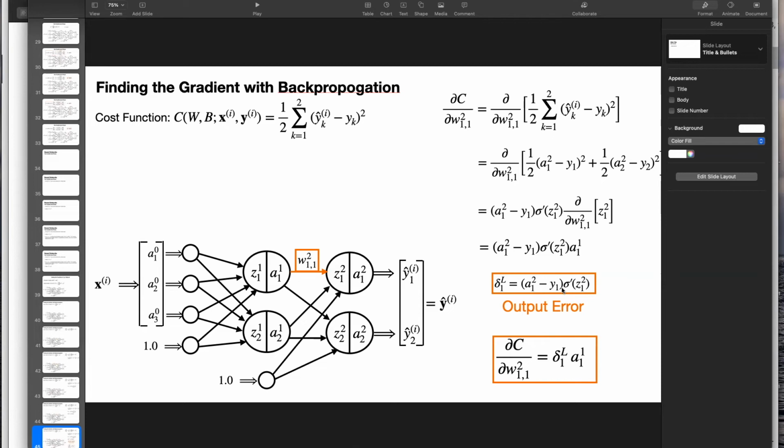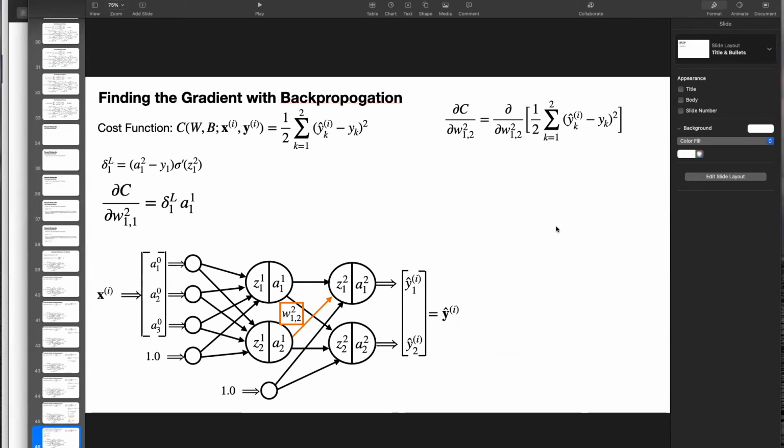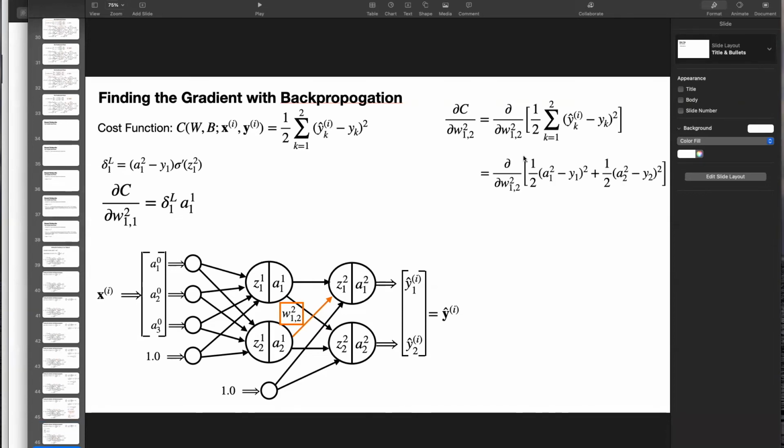Okay, I think it might actually help for me to not be in full screen mode so I can mouse over the things as I'm talking. Next, let's try to find this derivative here with respect to W12. Again, I'm going to apply that derivative to both sides of the cost function. Looking at this term, notice that this edge is connected to this node, so this is the only piece that's going to be meaningful. This piece is going to be 0 because A2 is not a function of W12.